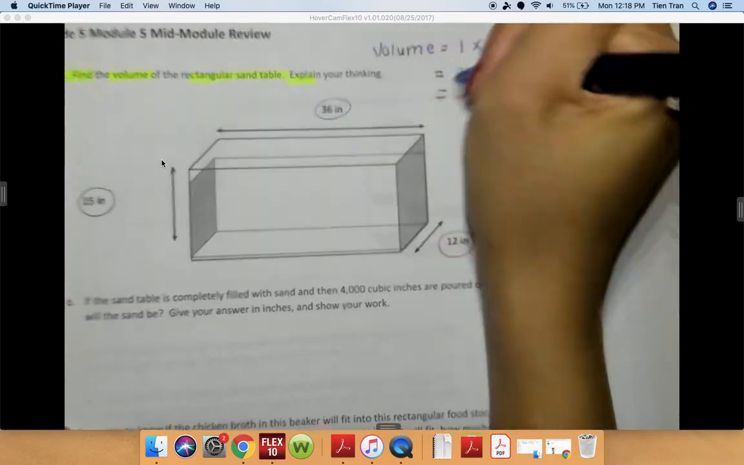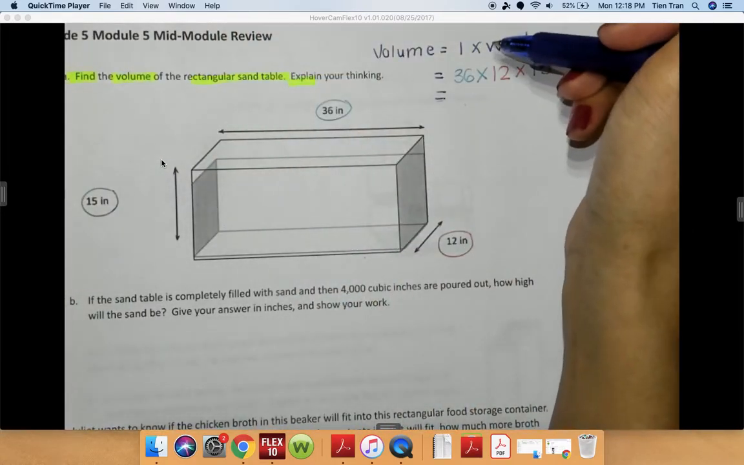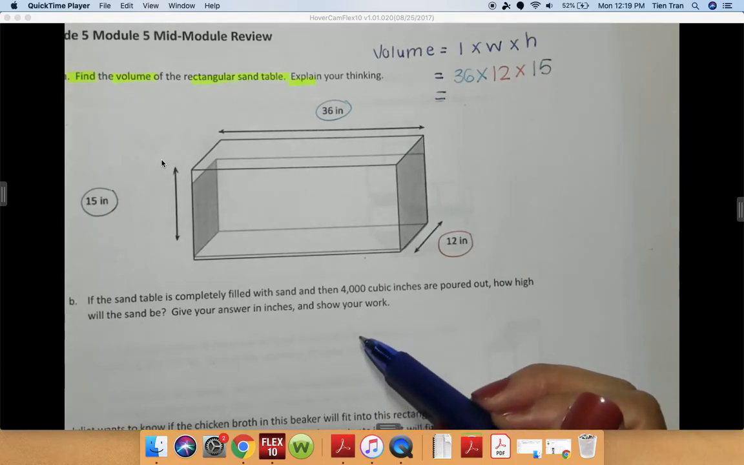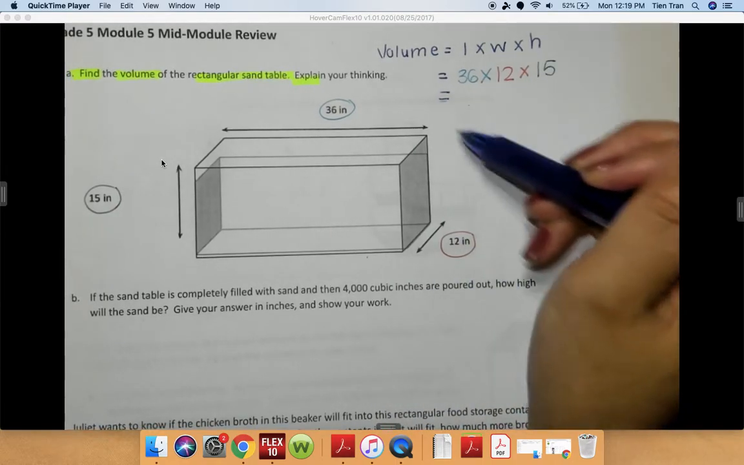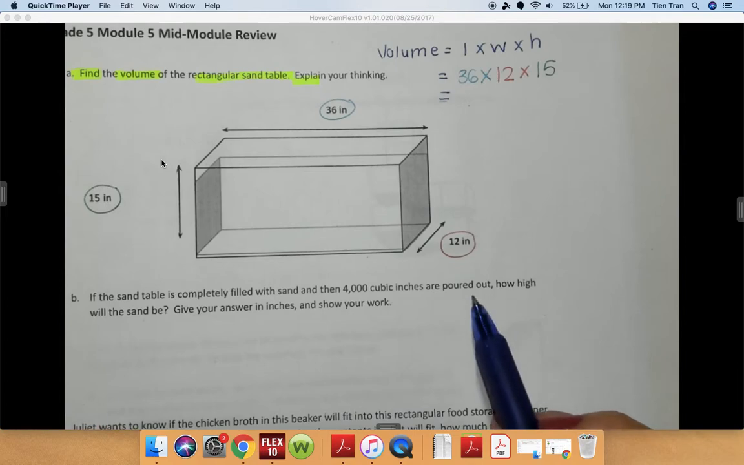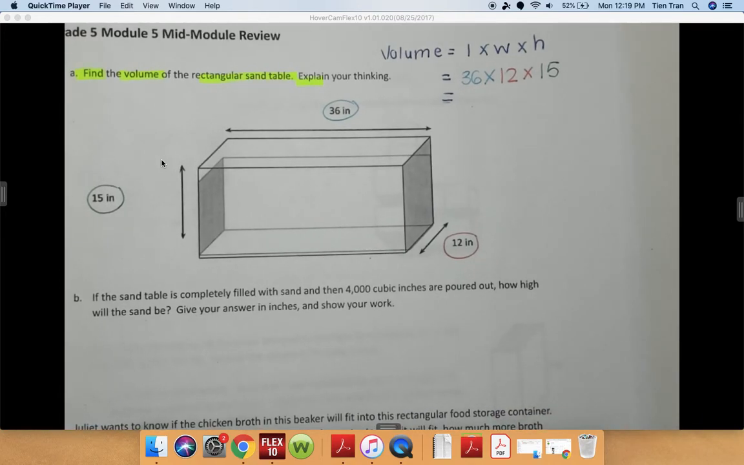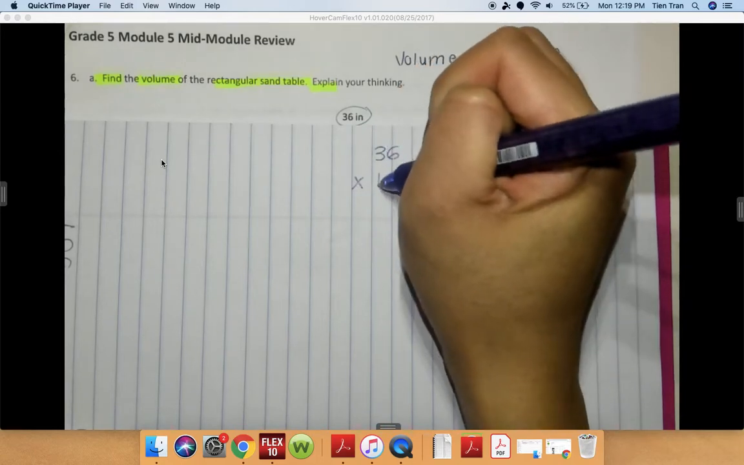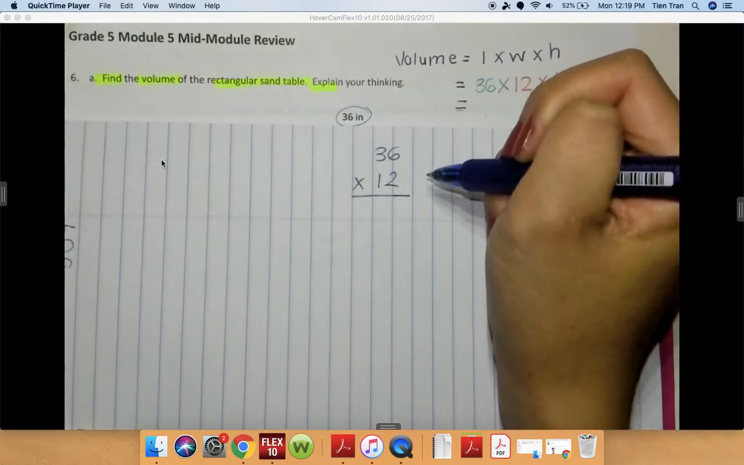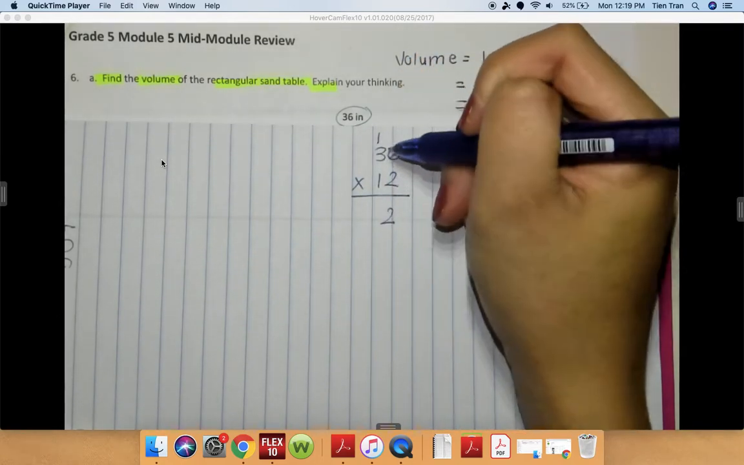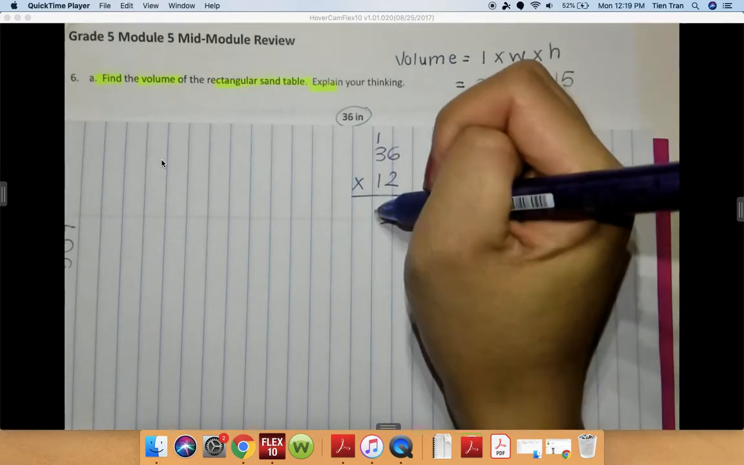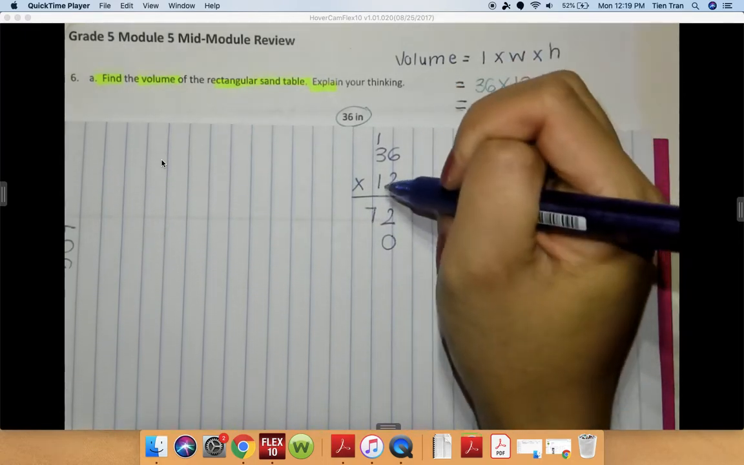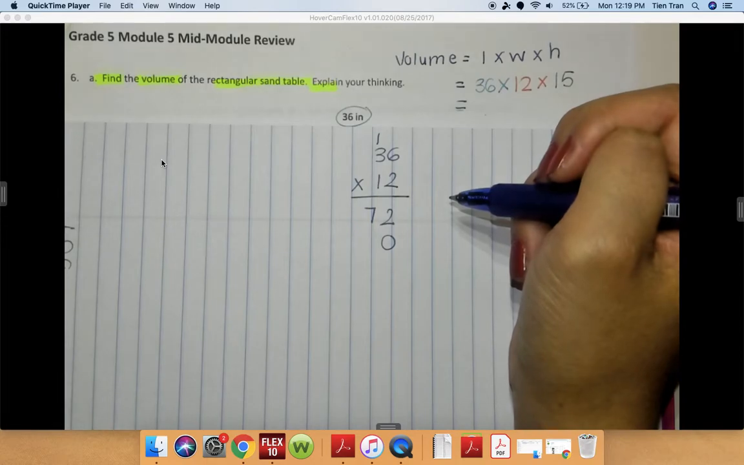And you need to make sure that this problem is correct so that your problem B is also correct, because you're going to be taking the answer and using it on problem B. So make sure you are multiplying carefully or you're going to get both questions wrong. So multiplying 36 times 12. 6 times 2 is equal to 12. 2 times 3 is equal to 6. Plus 1 is 7. Bring down my 0 because now I'm multiplying in my tens place.